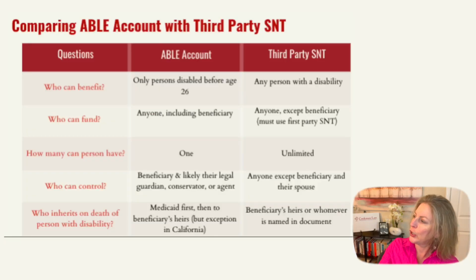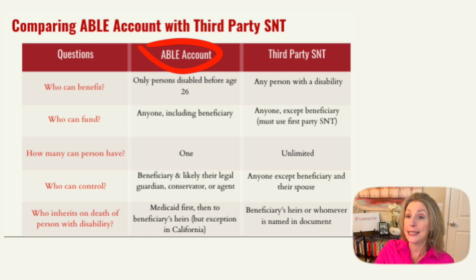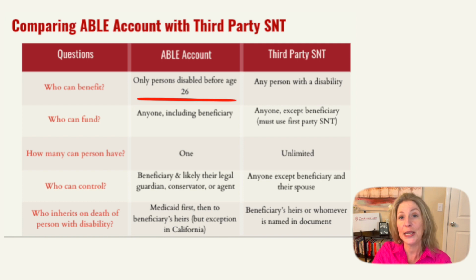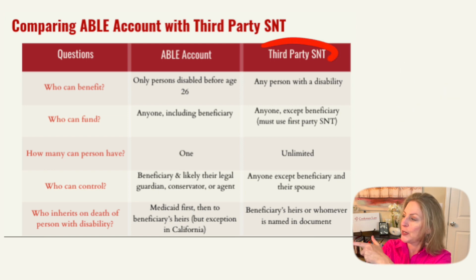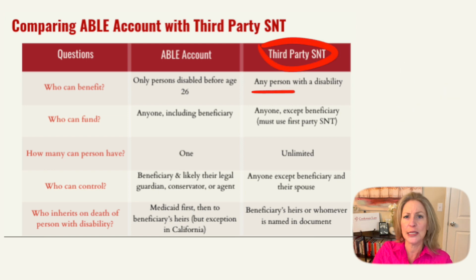So I have a handy-dandy comparison chart that I wanted to go over with you so you can kind of see how they're similar and how they're different. So here's my first chart. You can see an ABLE account can be set up for somebody who became disabled before age 26. Now, I do want to mention that number is scheduled to go up to age 46 in 2026, which is really nice. A third-party special needs trust, that's anybody with a disability. It doesn't matter when the disability age of onset took place.